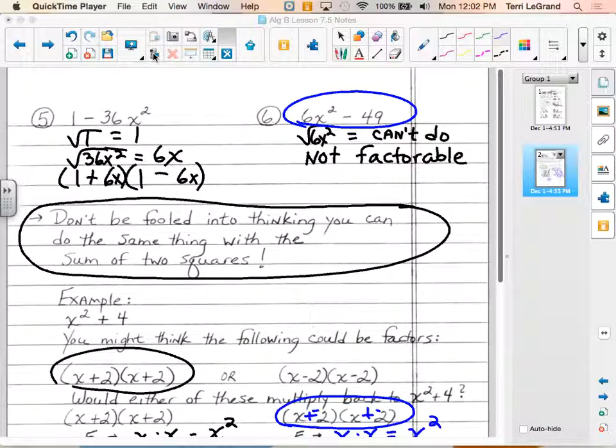Okay, let's do number 1 together so we make sure we're showing the work we should show. What do you need to show for work for number 1? The square root of x squared equals x. Okay, what's next? The square root of 4 is 2.